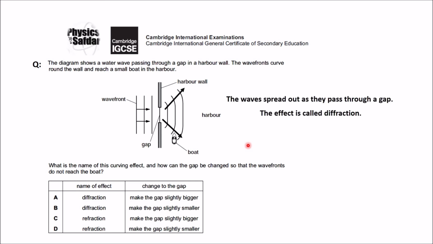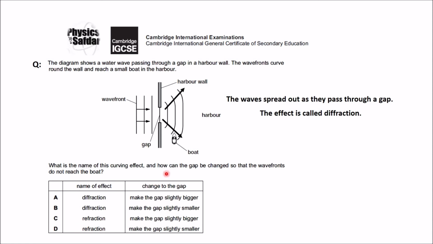So come to the definition. The waves spread out as they pass through a gap. This effect is called diffraction. Look at the first part. You need to know what is the name of this curving effect. In option A you have diffraction, and B also diffraction, C and D you have refraction. So C and D cannot be our answer. We need to select from A and B only.